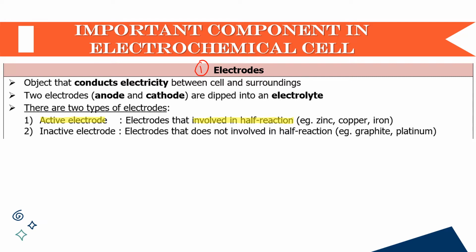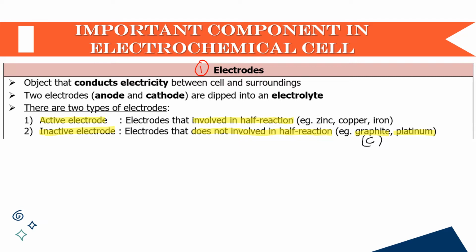The second one is inactive electrodes. Inactive electrodes are not involved in the half reaction, for example graphite or platinum. Graphite here is basically our carbon electrode. So what does it mean by inactive electrode? This inactive electrode will not undergo any reaction.